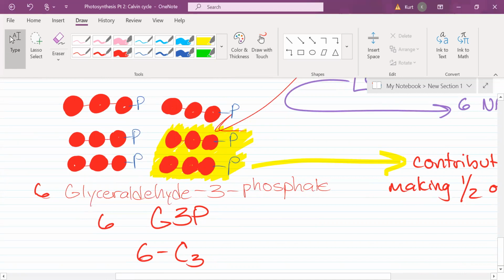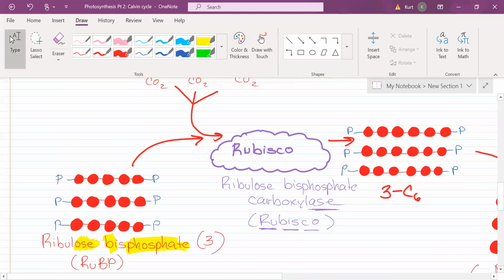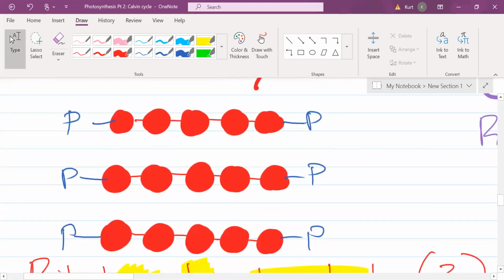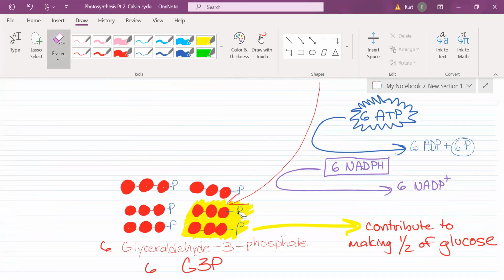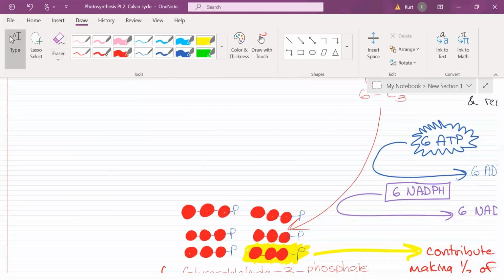Problem solved, right? Glucose is 6 carbons. I'm just going to use 2 of those to make glucose. 3 plus 3 is 6. So how many carbons do I have left over? How many total carbon atoms? Just count. 12. How many carbon atoms do I need to make 3 RUBPs again? 15. You're not going to have enough. So you can't do 2 G3Ps. You have to just go through the Calvin cycle 2 times.